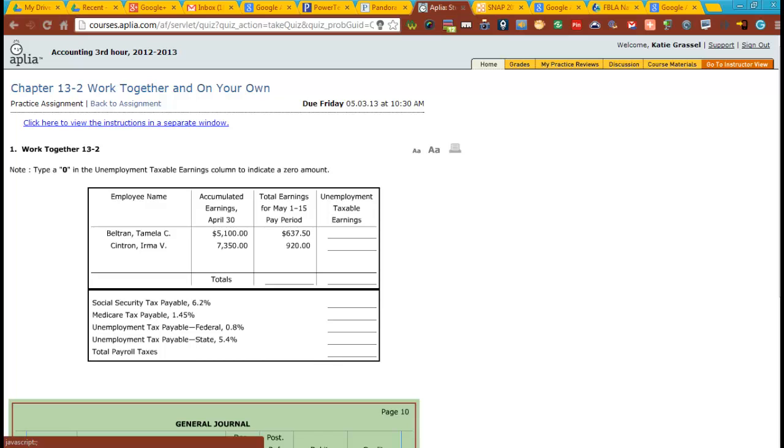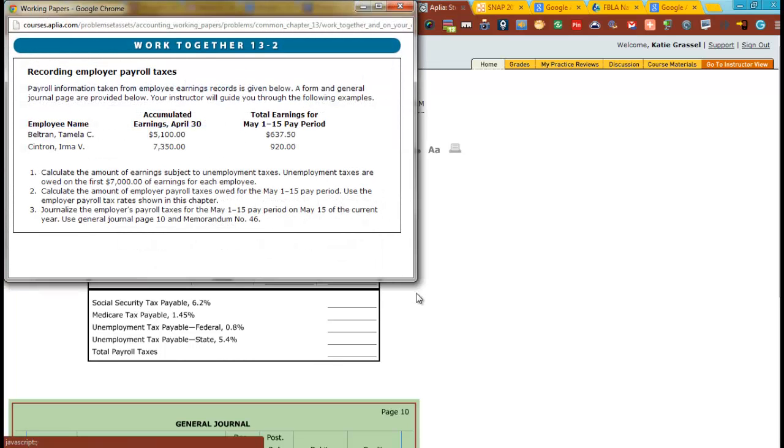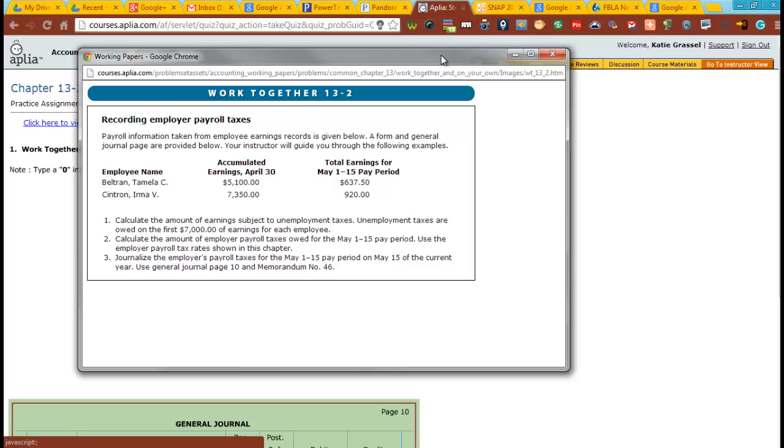Okay. Our instructions. Payroll information taken from the employee earnings record is given below. A form and general journals are provided below. Your instructor, me, is going to guide you through the following example. Aren't you excited? Unbelievable. Okay, Mothy is going to guide you through the following example. Ready for Mothy to teach you? Read what it says. Good luck on the test.